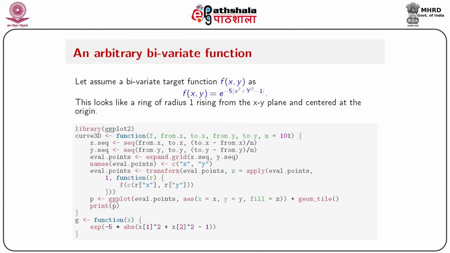Then we'll define an arbitrary bivariate function. So I defined a multivariate random walk Metropolis-Hastings sampler, and now I'm using an arbitrary function, say f(x, y) equals pi to the power of minus 5 times (x squared plus y squared minus 1) squared, just for demonstration. This looks like a ring of radius 1 in the xy plane, centered at the origin. So first we'll plot the actual curve of that particular function.